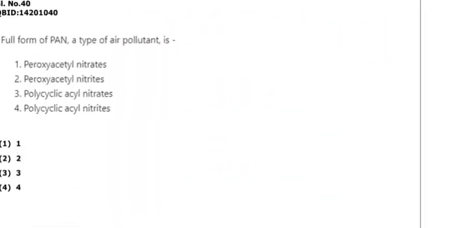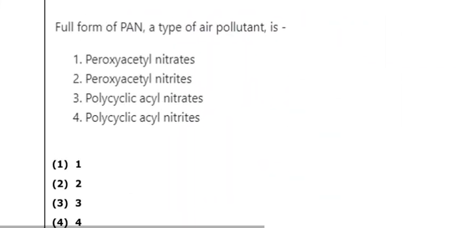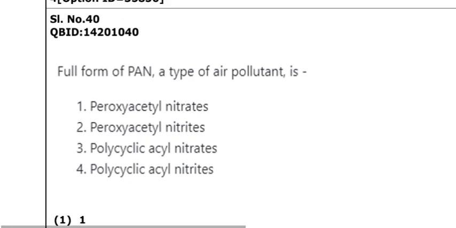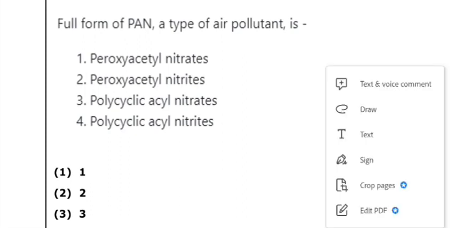Okay, next. 40 says full form of PAN, a type of air pollutant, is what? Peroxyacetyl nitrate. I don't know how to pronounce it, but I did my best. Peroxyacetyl nitrates, polycyclic acyl nitrate, polycyclic acyl nitrates. So these are the options. 40, it will be option A. That means peroxyacetyl nitrates.